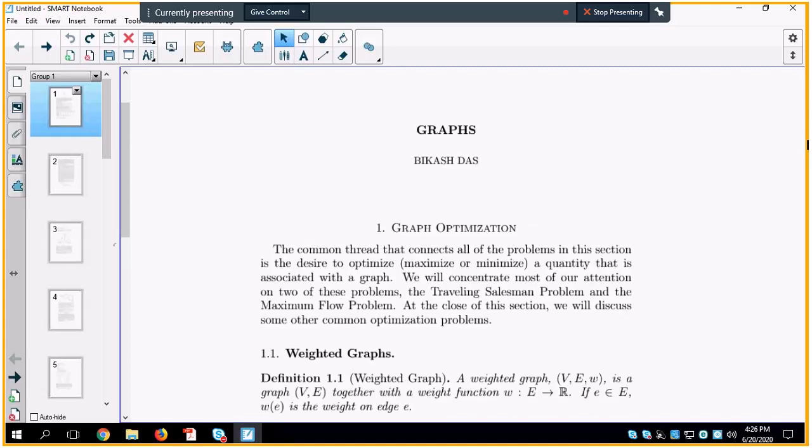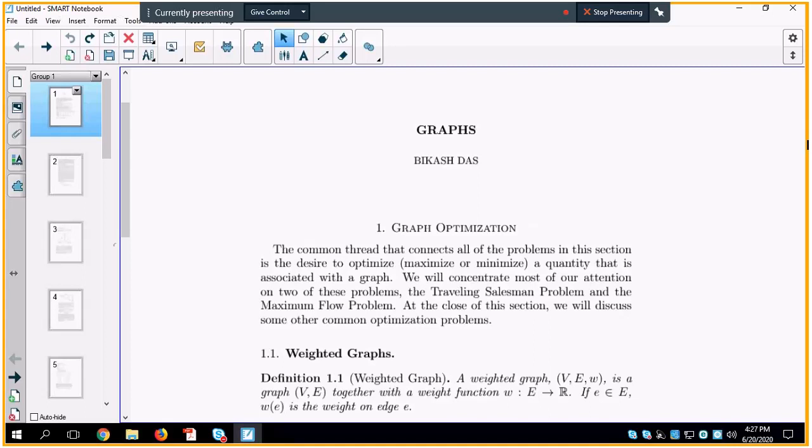In this video, we'll introduce graph optimization, which is probably the largest and really most important idea in our module on graphs. The common thread that will connect all of the problems in this section will be the desire to optimize, so either maximize or minimize, some quantity associated with a graph.